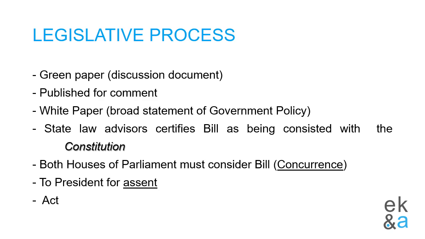Both houses of Parliament must consider a bill. If the National Assembly and the National Council of Provinces approve this bill, it goes to the President. Once the President signs it, it is law of our country or an act of Parliament. It is important to note that the President can only refuse to sign if he has reservations about the constitutionality of this bill. Then it must go back to the National Assembly and the National Council of Provinces.